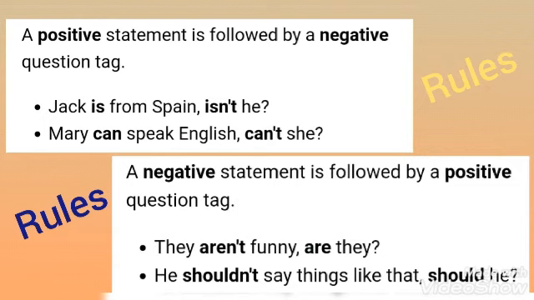Next example: He shouldn't say things like that, should he? That is a negative statement. He shouldn't say things like that. Shouldn't, should not say things like that. It is a negative statement and it should be followed by a positive question tag, should he. "Should he" is a positive question tag. Now let's check some more examples.